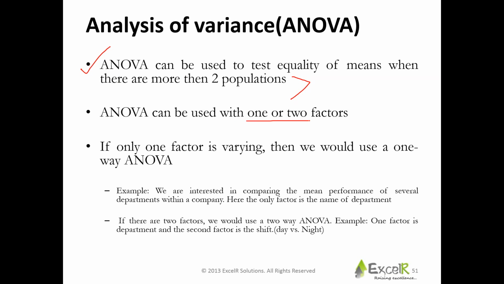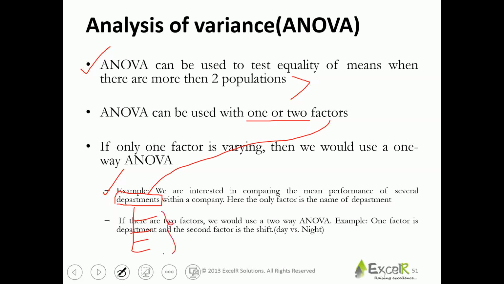ANOVA can be used with one or two factors. What is one factor and what is two factor, right? If only one factor is varying, then we would use a one-way ANOVA. And here are the examples to explain what is one-way ANOVA and what is two-way ANOVA. Suppose we are interested in comparing the mean performance of several departments within a company. Here, department is called a factor, and all the department names within it are called levels. Within a factor called department, I'll have names of the various departments, which would be levels.